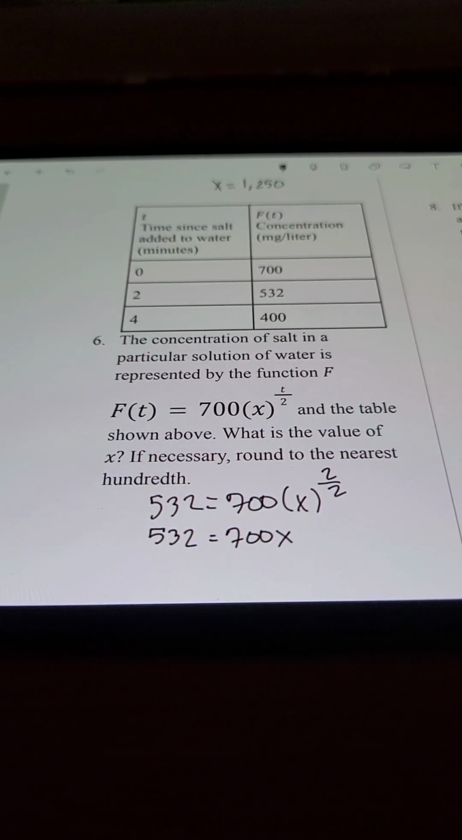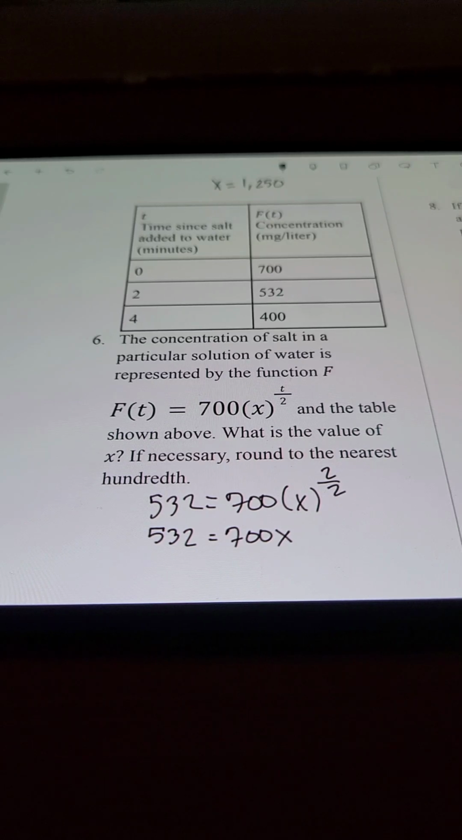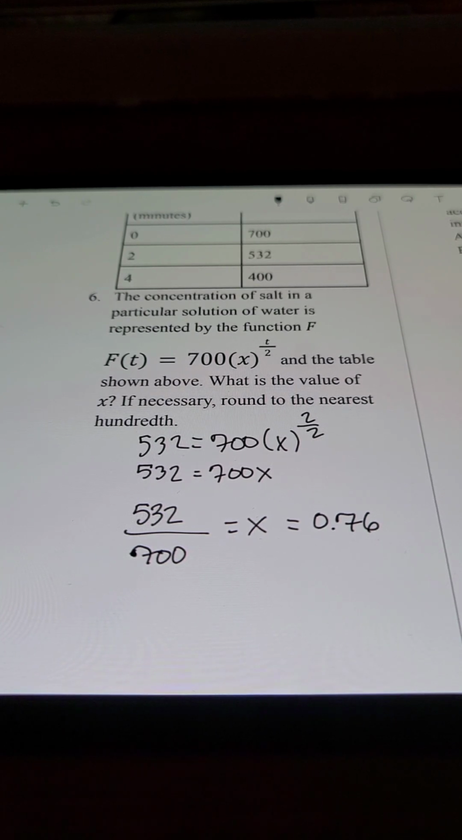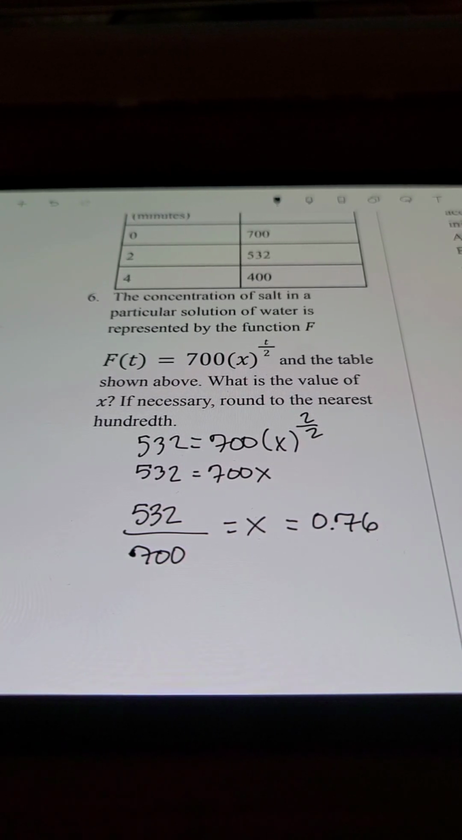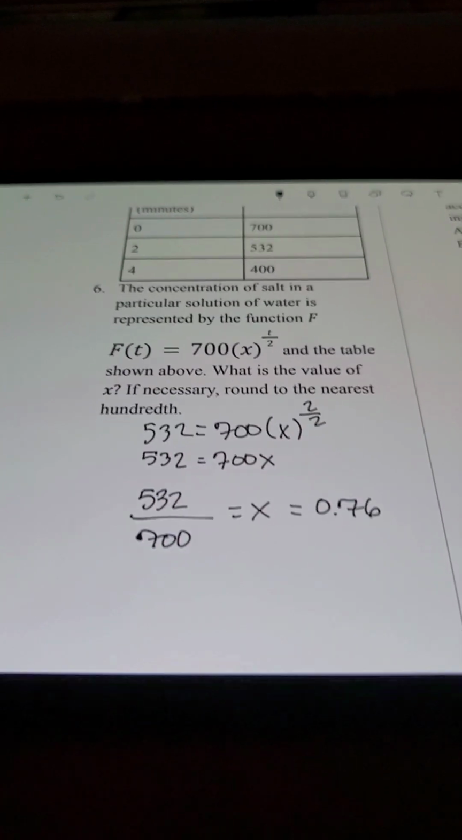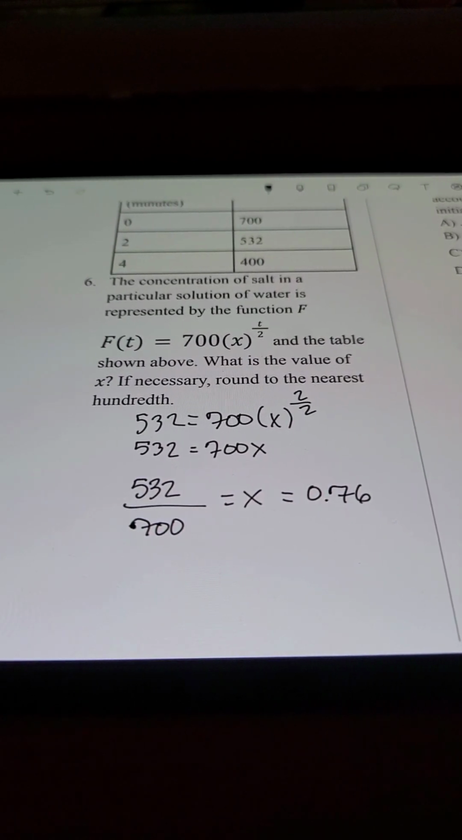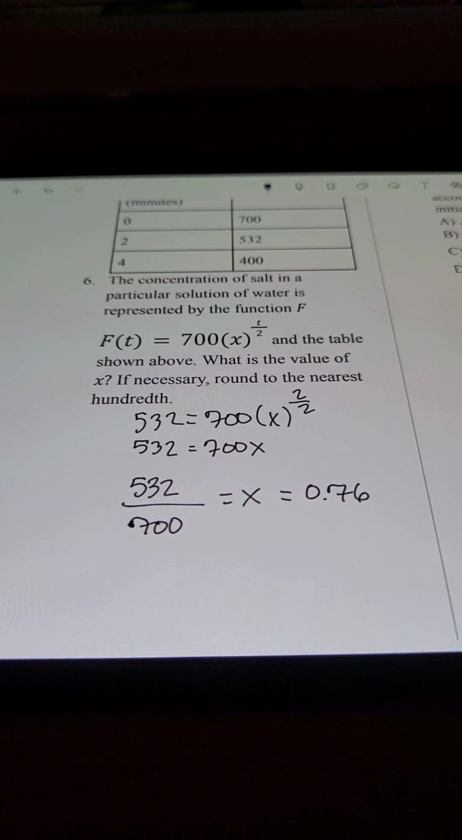So now all I have to do is divide by 700 on each side to get x by itself. And that would just equal 0.76. You don't even have to round or anything. I kind of just put that extra part to trick you to think that you got the wrong answer, because sometimes I'll do that. But you could also put this in a fraction format.